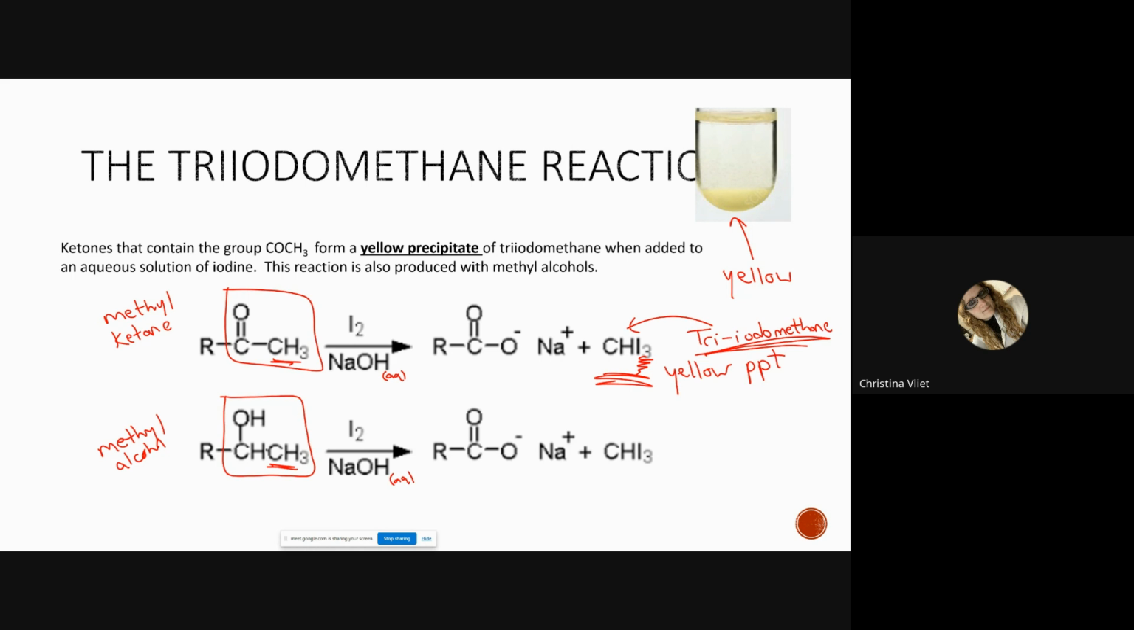This can only happen with methyl ketones and methyl alcohols, meaning you've got a ketone with 1 carbon next to it, or an alcohol with 1 carbon next to it. That's the final type of reaction.